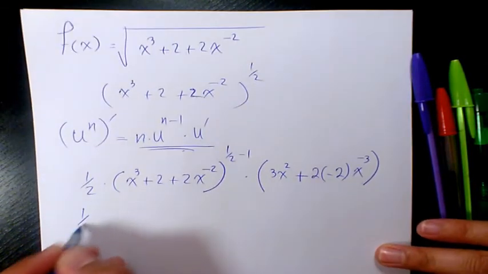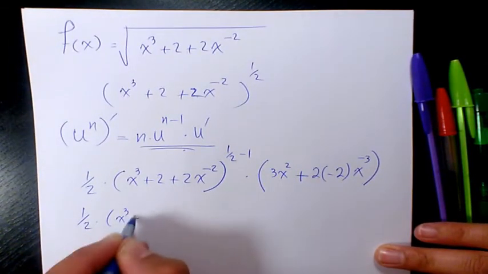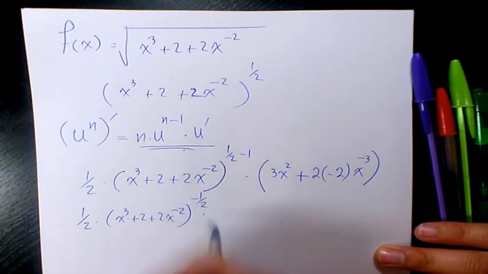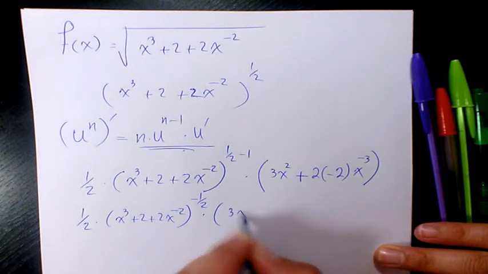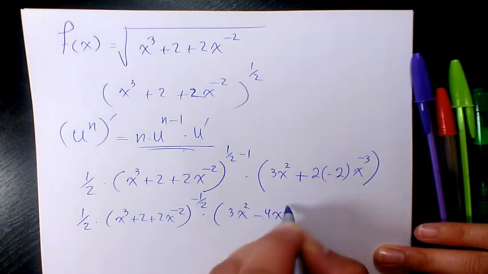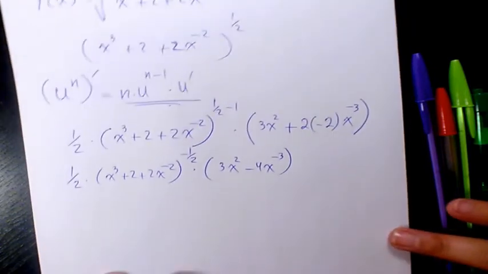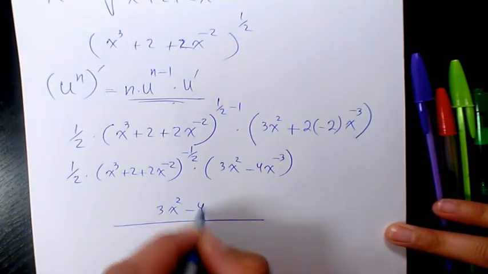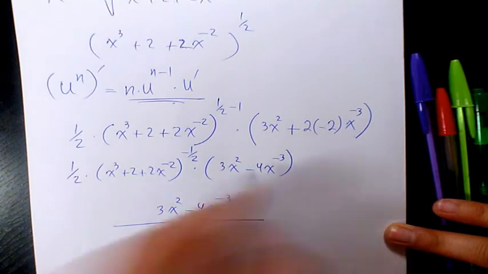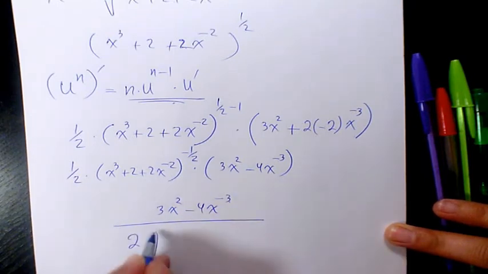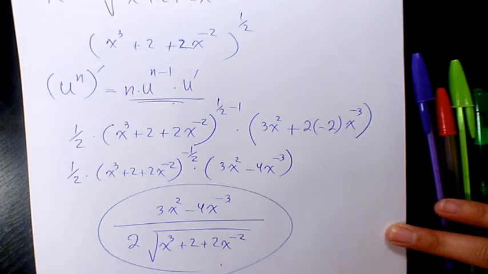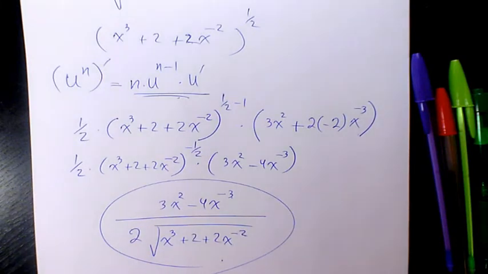So that's going to be 1 over 2 times x cubed plus 2 plus 2x to the power of negative 2, to the power of negative 1 over 2. And here we have 3x squared minus 4x to the power of negative 3. So that's going to be 3x squared minus 4x to the power of negative 3 divided by 2 root x cubed plus 2 plus 2x to the power of negative 2. So that's going to be the final answer to this question.